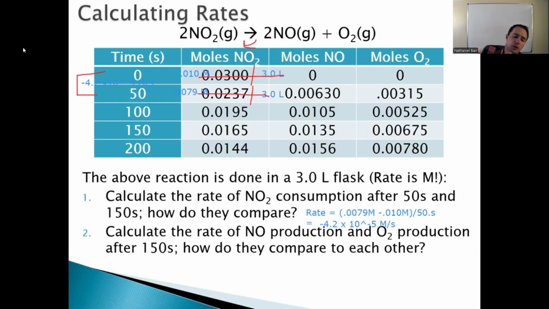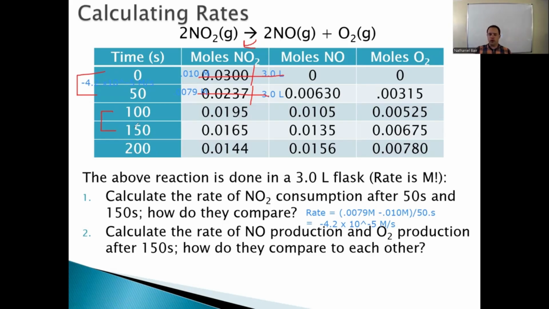And now what I want to do is the same thing, but I want to calculate that change from 100 to 150 seconds. But before we do that, I want to make a prediction. I want you to make a prediction. I'm not going to tell you the answer, because we'll talk about why it comes out the way it does in a moment.